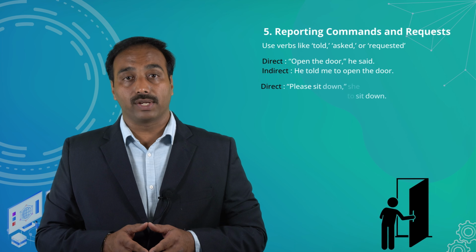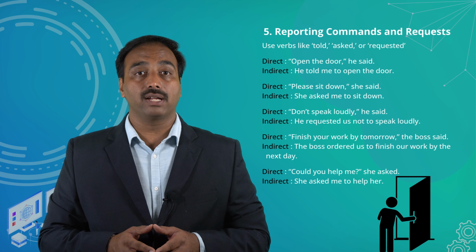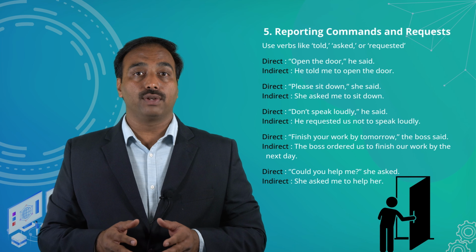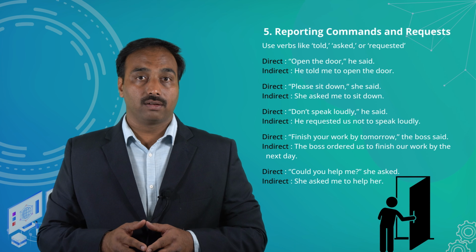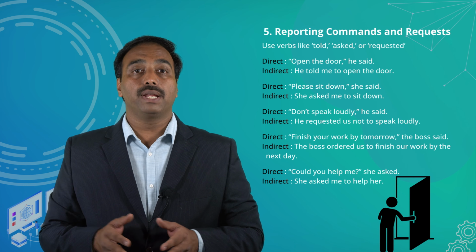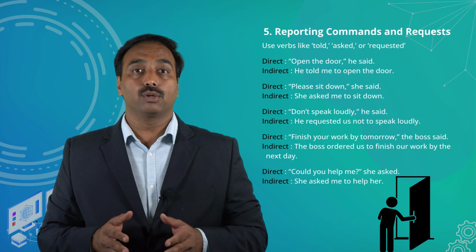Reporting commands and requests. Use verbs like told, asked or requested to convey commands or requests and change the imperative verb to an infinitive form. "Open the door," he said. In indirect speech it is, he told me to open the door. "Please sit down," she said. In indirect speech it is, she asked me to sit down.